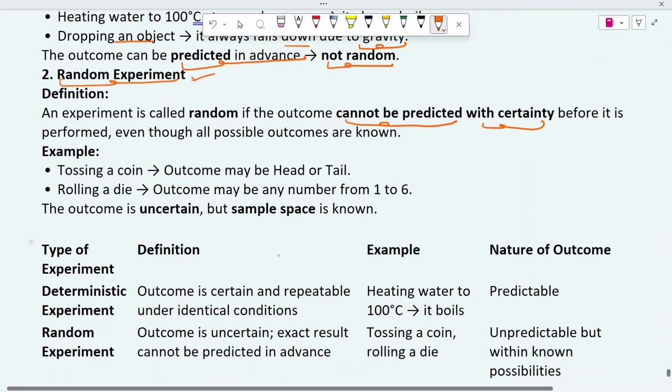In short, deterministic experiment means the outcome is certain under repeatable and identical conditions. So we are able to predict the outcome, and then they are called deterministic experiments. Random experiment means the outcome is uncertain. We may not predict the outcome in advance. Then it is called a random experiment. I hope you are able to understand what is meant by experiment, what is a deterministic experiment, and what is a random experiment.